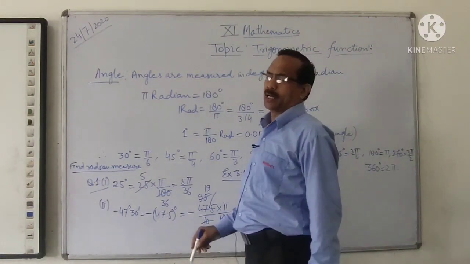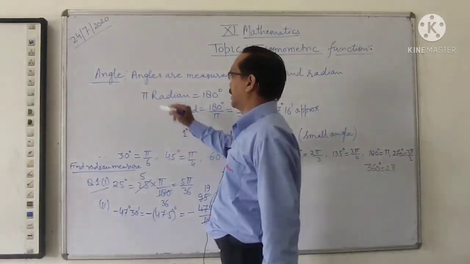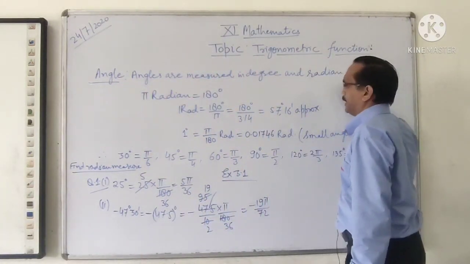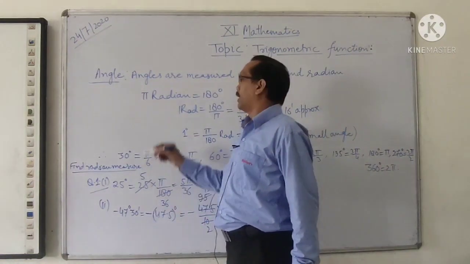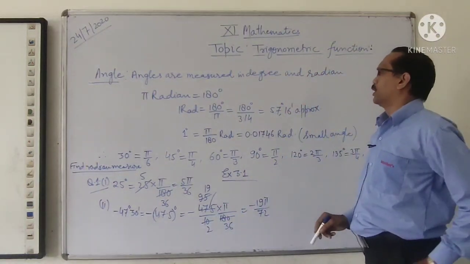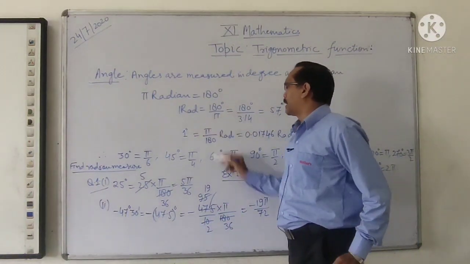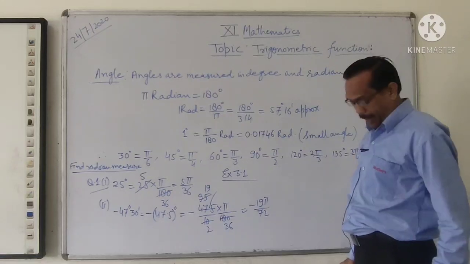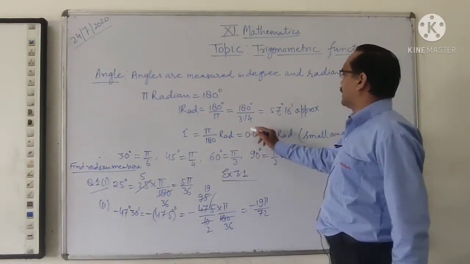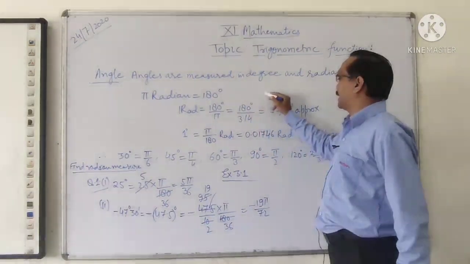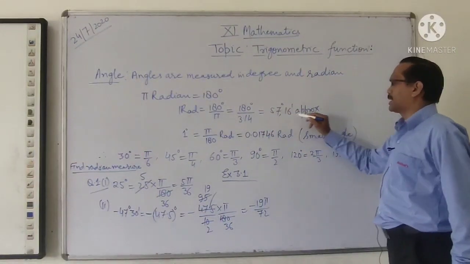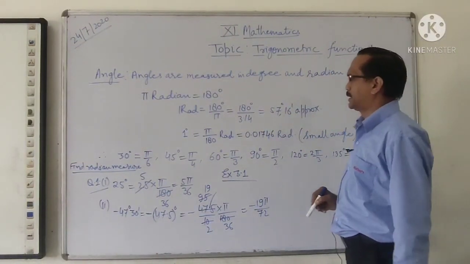Students, here you will learn about angles and their measures. Angles are measured in degree and radian. Students, pi radian equals 180 degree. So 1 radian equals 180 degree upon pi. The value of pi is 3.14, so it is 180 degree upon 3.14. When we divide it, we will get 57 degree and 60 minutes.